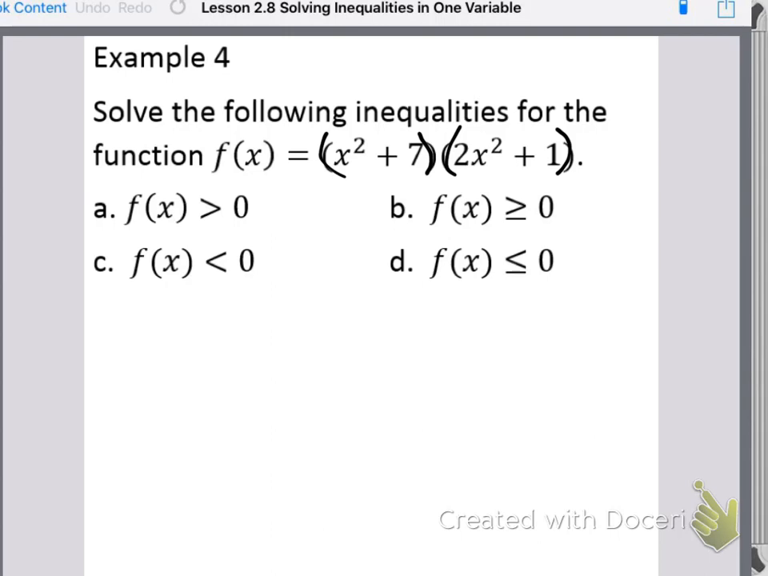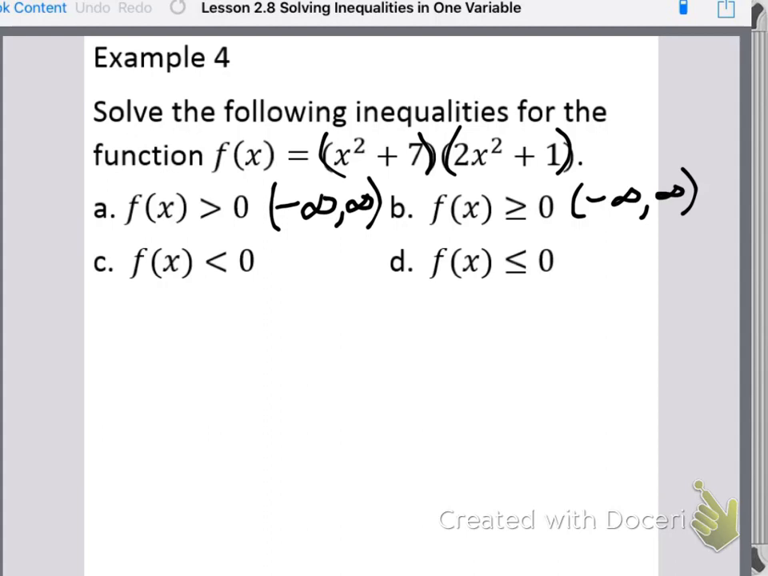So basically, for part A, all real numbers work. So you can plug any x you want in, and that function is going to be greater than 0. Now, same thing goes for greater than or equal to 0. Now, the thing is I'm not 100% sure, but I don't think that this will ever be 0. But it's the same thing.